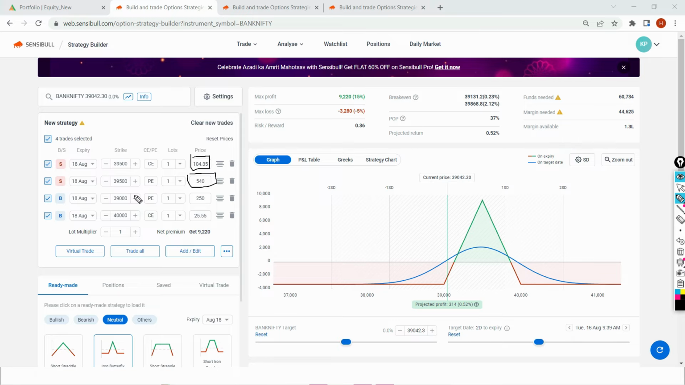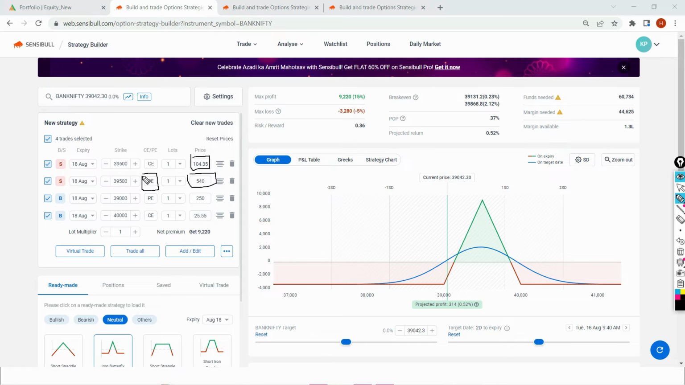Whenever you go for a directional approach in the iron fly, one of the legs will become in the money, and in the money will have its own consequences of liquidity issues. At the time of deployment it is fine, but the moment it gives momentum, getting out of the in the money leg will be very difficult.